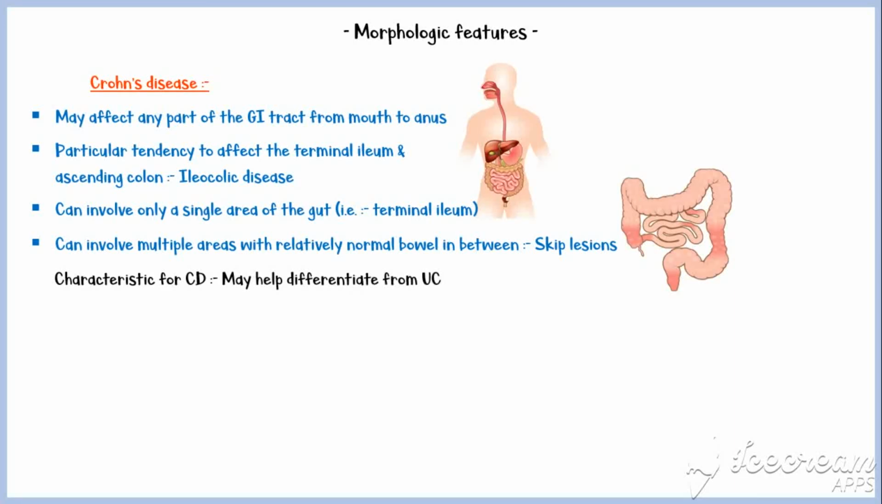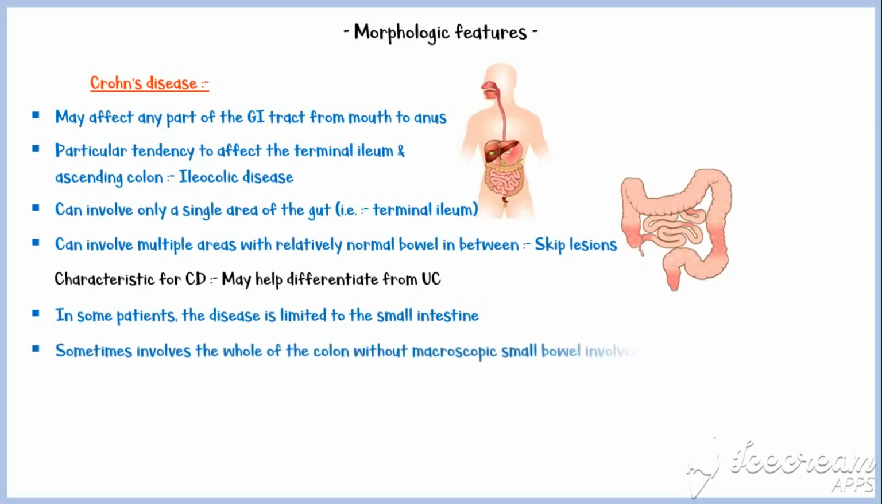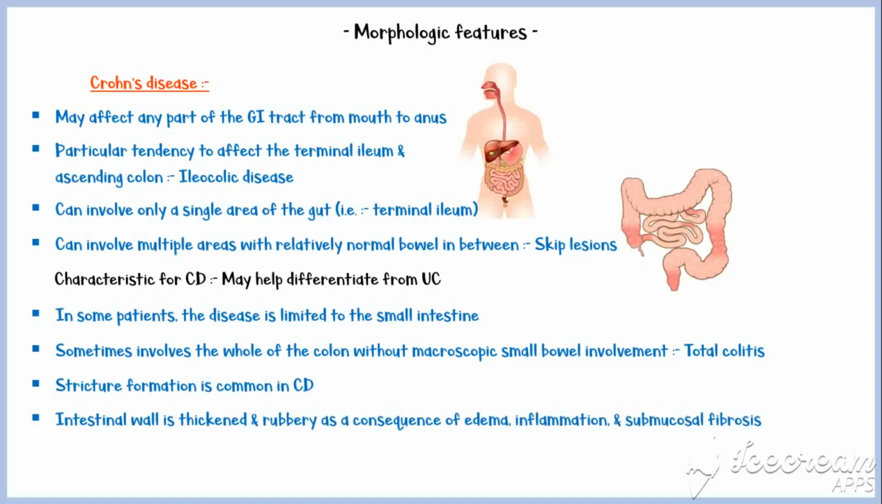In some patients, the disease is limited to the small intestine. Sometimes it involves the whole of the colon without macroscopic small bowel involvement, which is known as total colitis. Stricture formation is common in Crohn's disease. The intestinal wall is thickened and rubbery as a consequence of edema, inflammation, and submucosal fibrosis.